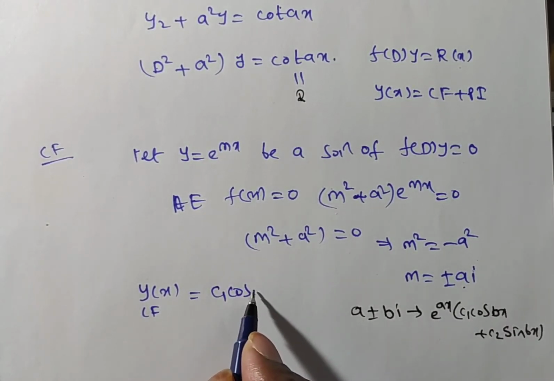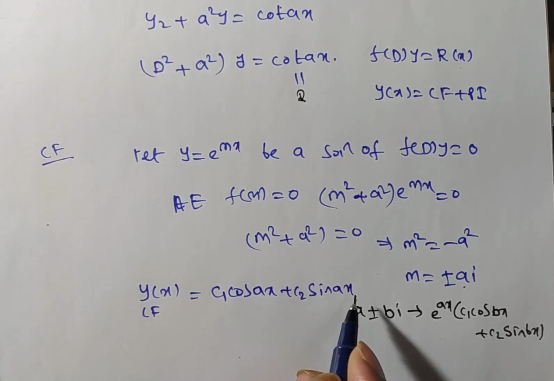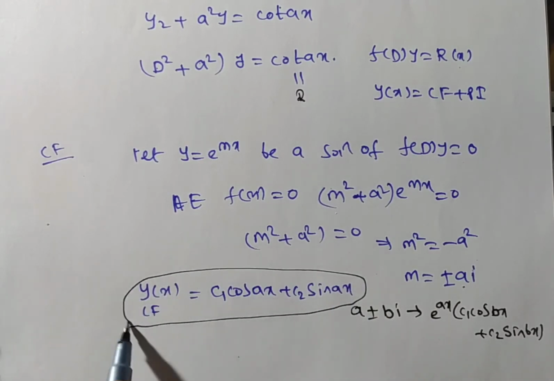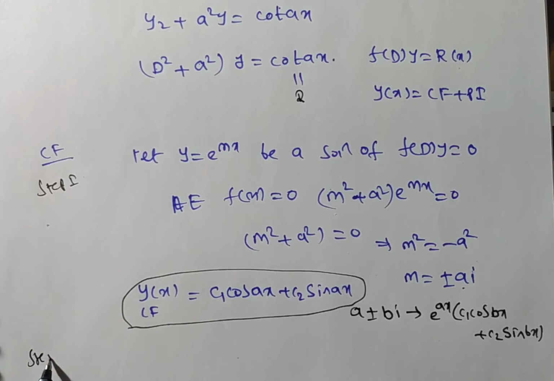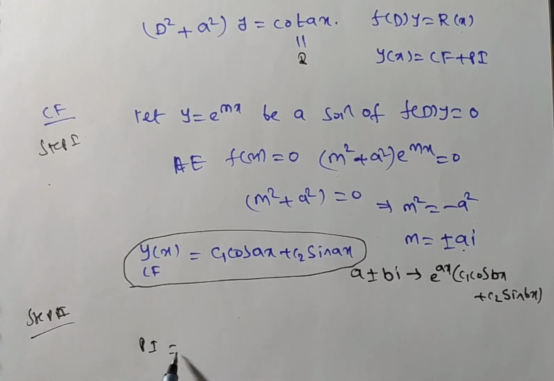B is here a. So c1 cos ax plus c2 sin ax. So this is the complementary function. So in step 1 we have completed the complementary function. Step 1 is over. Next, step 2. Friends, in step 2 what we have to find out is the particular integral.